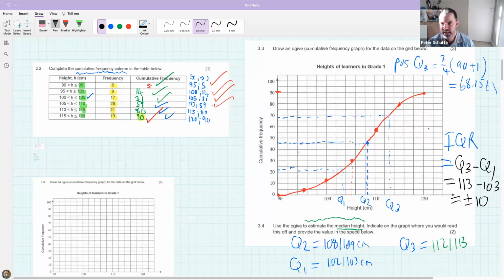And what that means, if you think back to our box and whisker plot, is that the middle 50% of the data is sitting within 10 centimeters of each other. If you imagine going back to the box and whisker plot, then this bit over here is 10 centimeters big, or the middle 50% of the data is sitting within those 10 units.